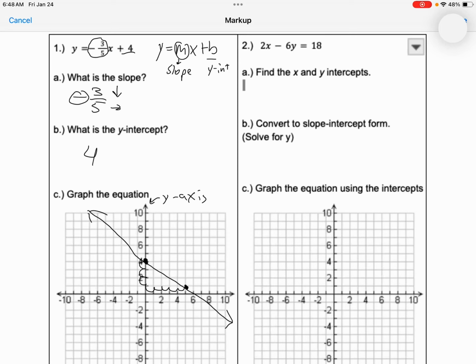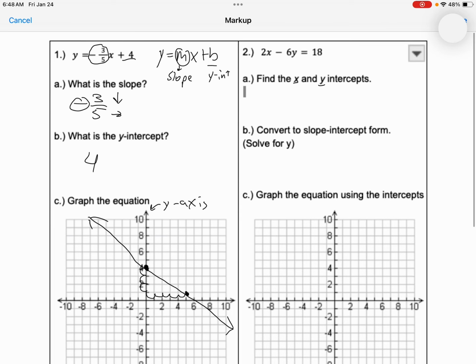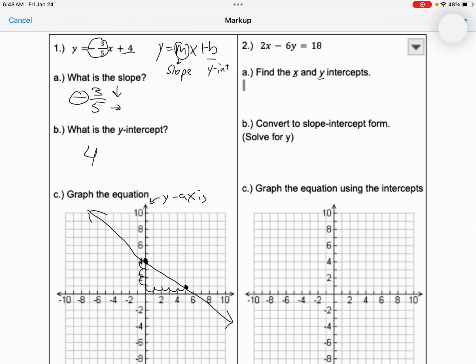Okay, number 2, we have a problem that is not in slope-intercept form. This is called standard form. And it asks us to find the x and the y intercepts. When we are doing that, we're trying to find where the graph crosses the x and the y axis.